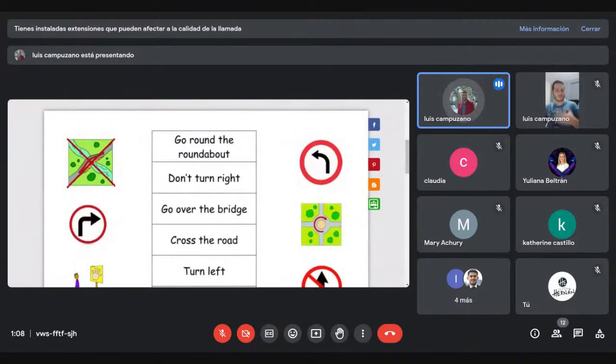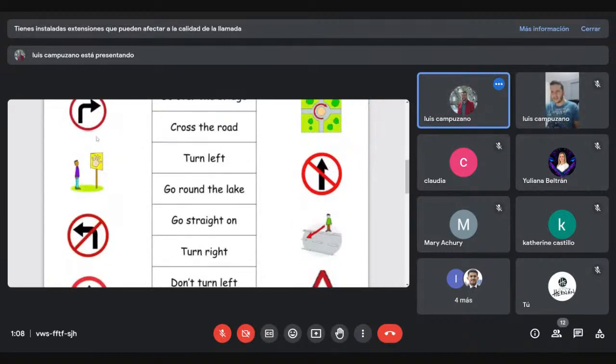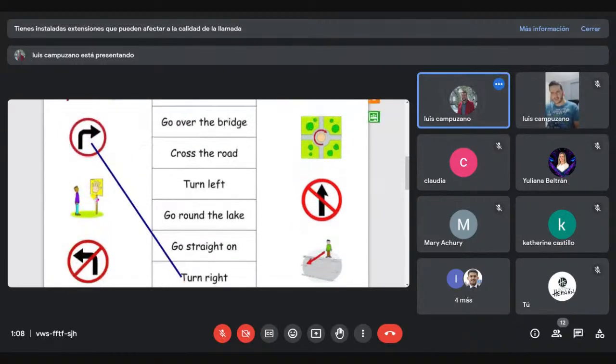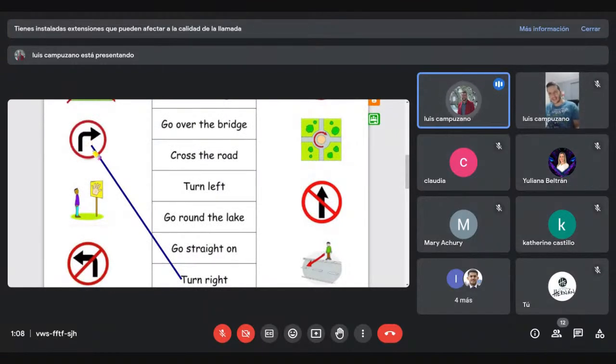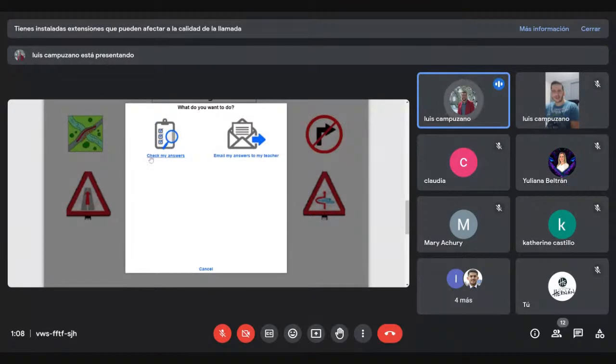But first, I really want you to look at the vocabulary and try to use it. So here we have some signs, and here we have some phrases that have to do with directions. I need you to match the picture with the phrase. For example, what is this? This looks like turn right. So we have to click on the image and drag, le hacen clic y arrastran, you drag the mouse. And then you click on finish, and then you click on check my answers. That's going to be the first exercise we're going to do.